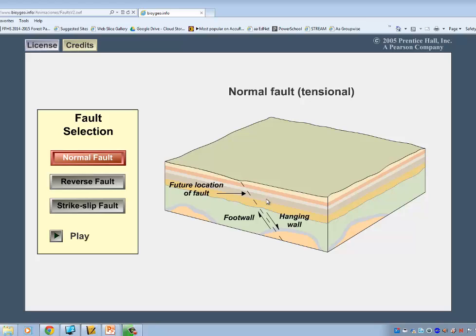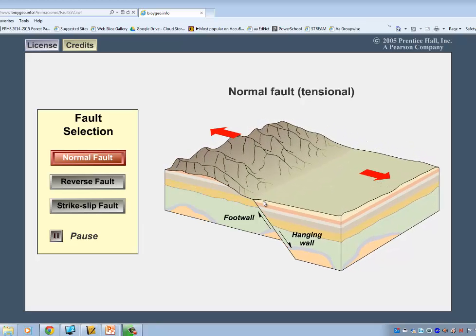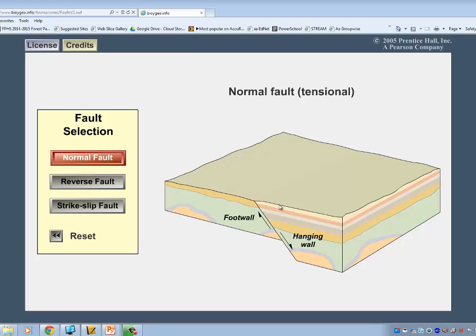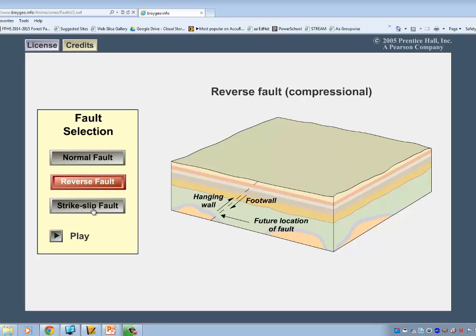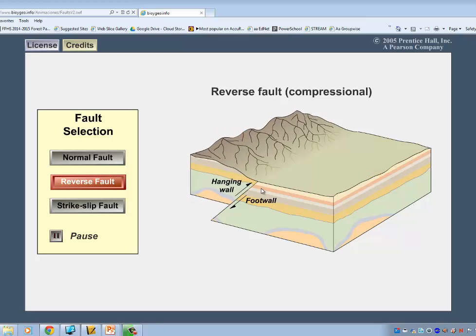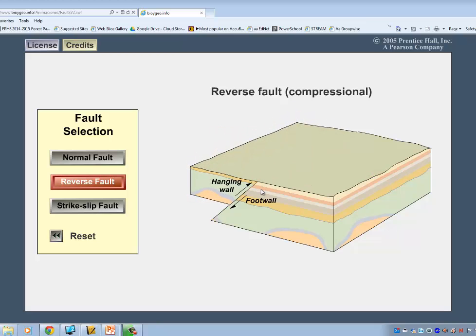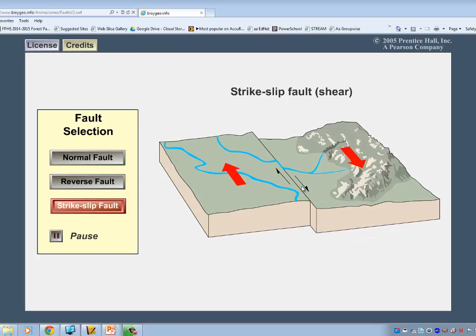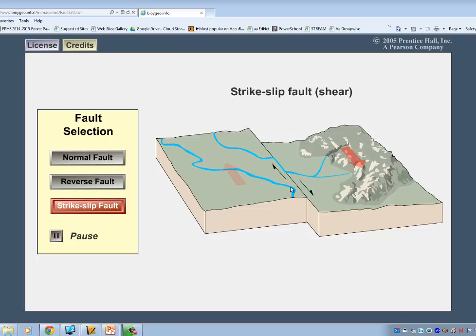Normal fault, if you take a look at this one, hanging wall, foot wall, normal fault, we're actually pulling these away from each other, and you can see the hanging wall slides down and then erodes to a flat surface, but we get new rock sitting on top of much older rock. For a reverse fault, we actually push together, and now we're getting older rock on top of younger rock. And strike slip, where we can actually get the shearing forces and slip them beside.